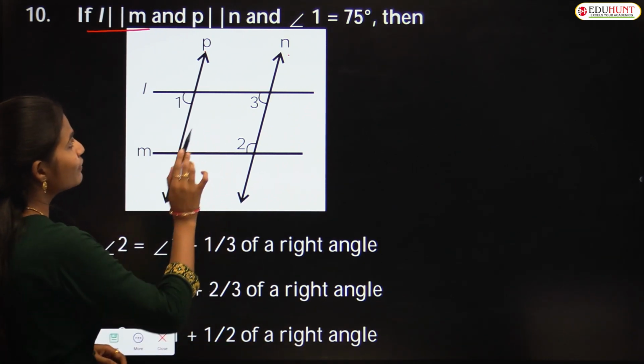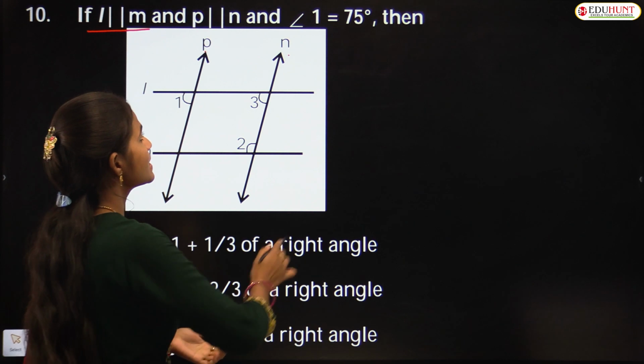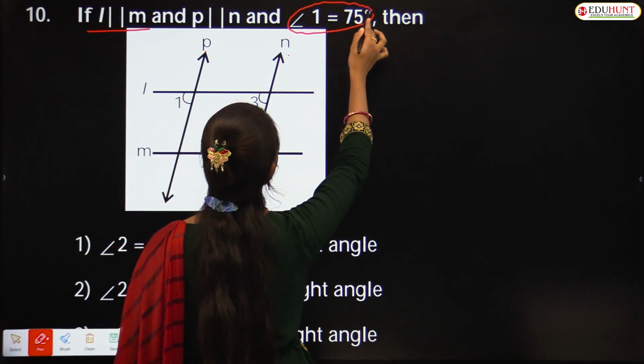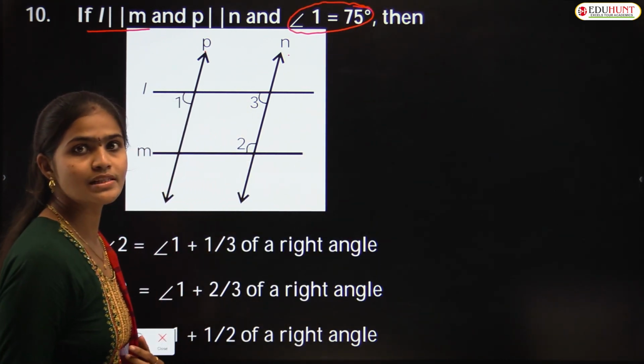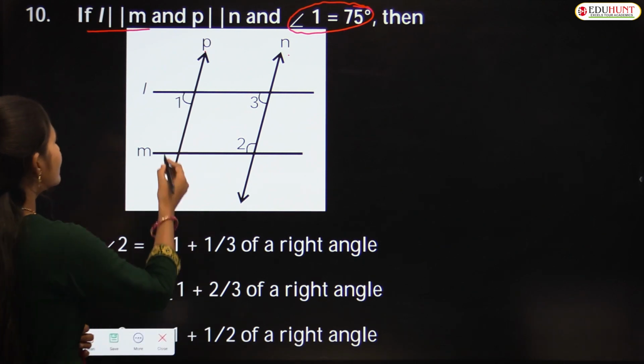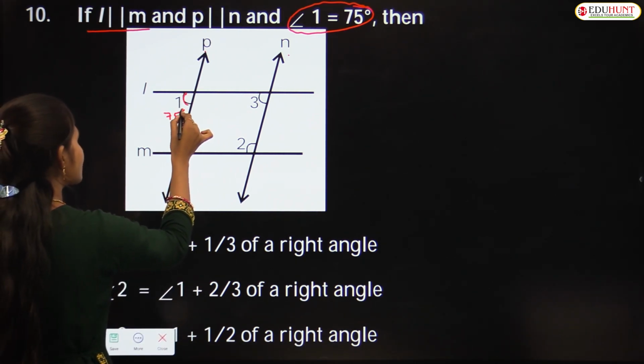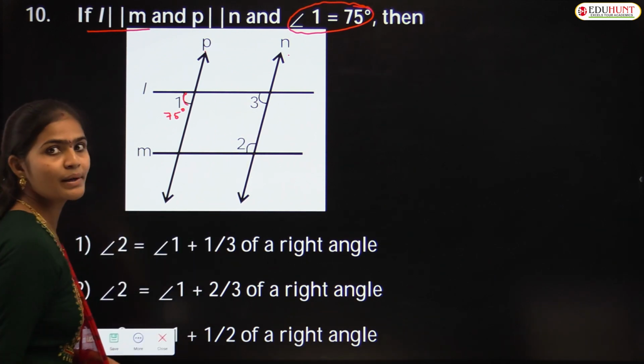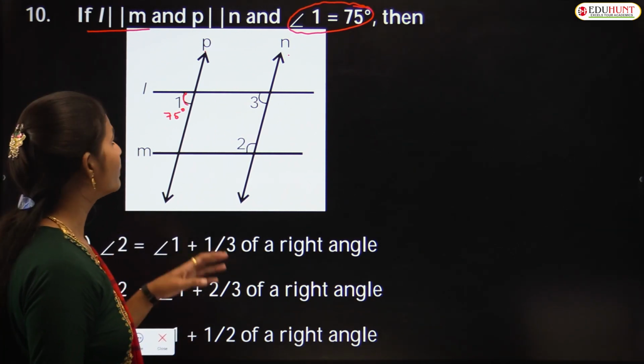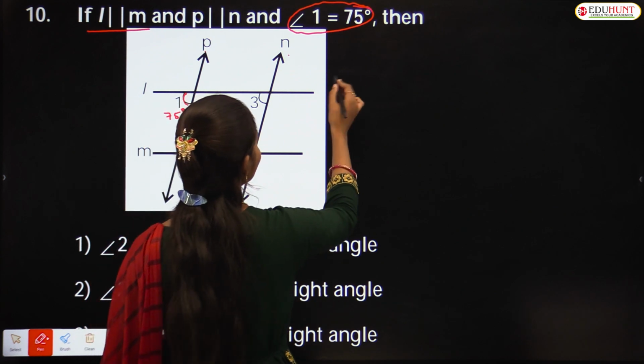So here angle 1 is equal to 75 degrees. One of the conditions is also given. What is that? Angle 1 is equal to 75 degrees. Here they are saying this angle is equal to 75 degrees. Now we need to find the remaining two angles. So by using the given condition, what is that?